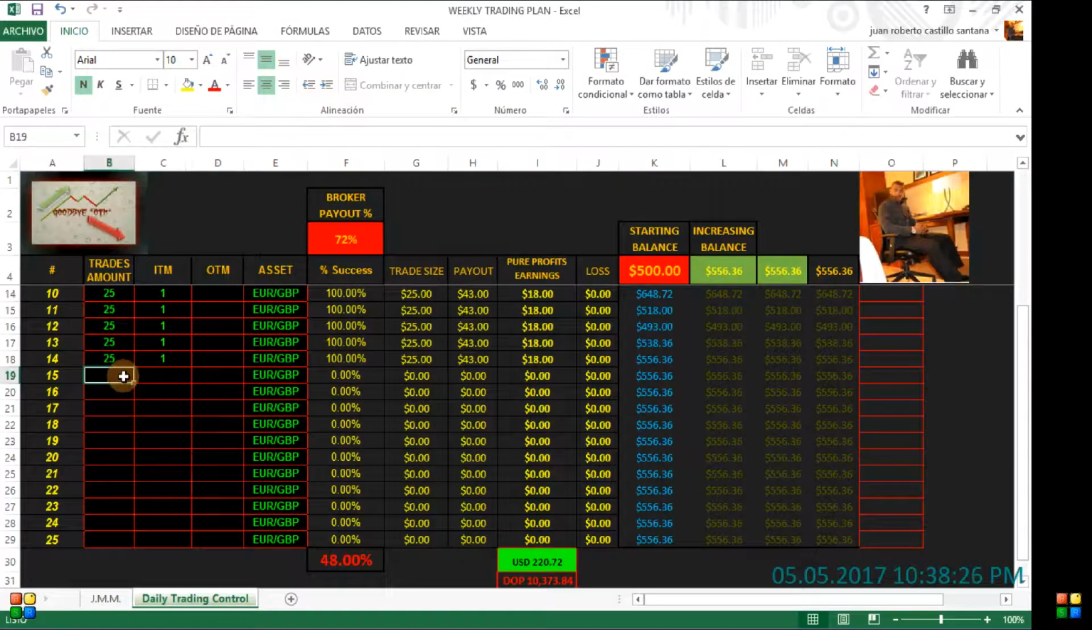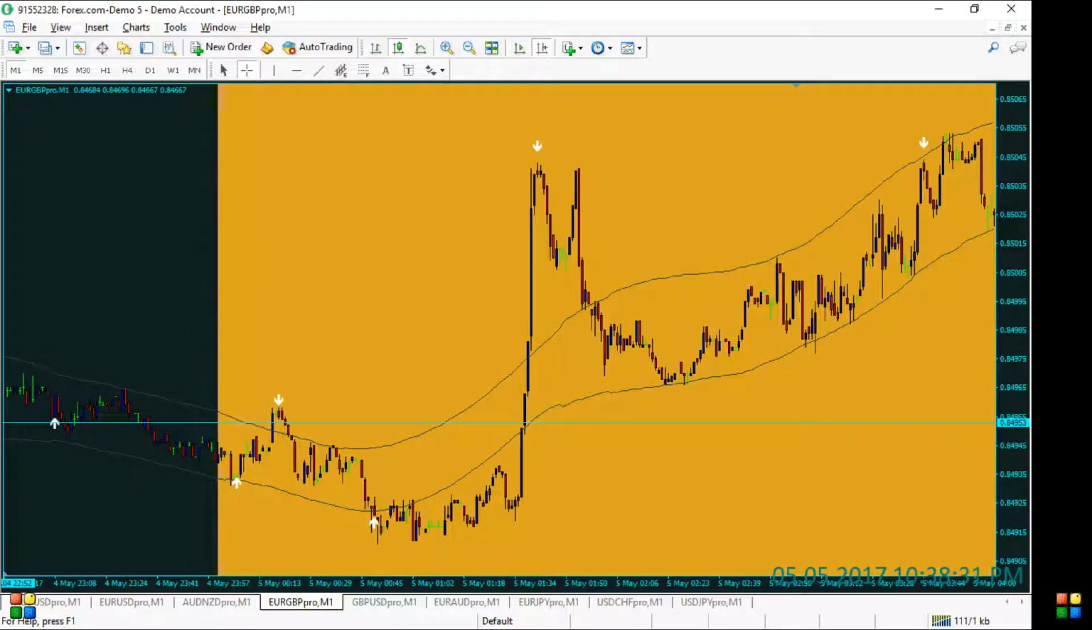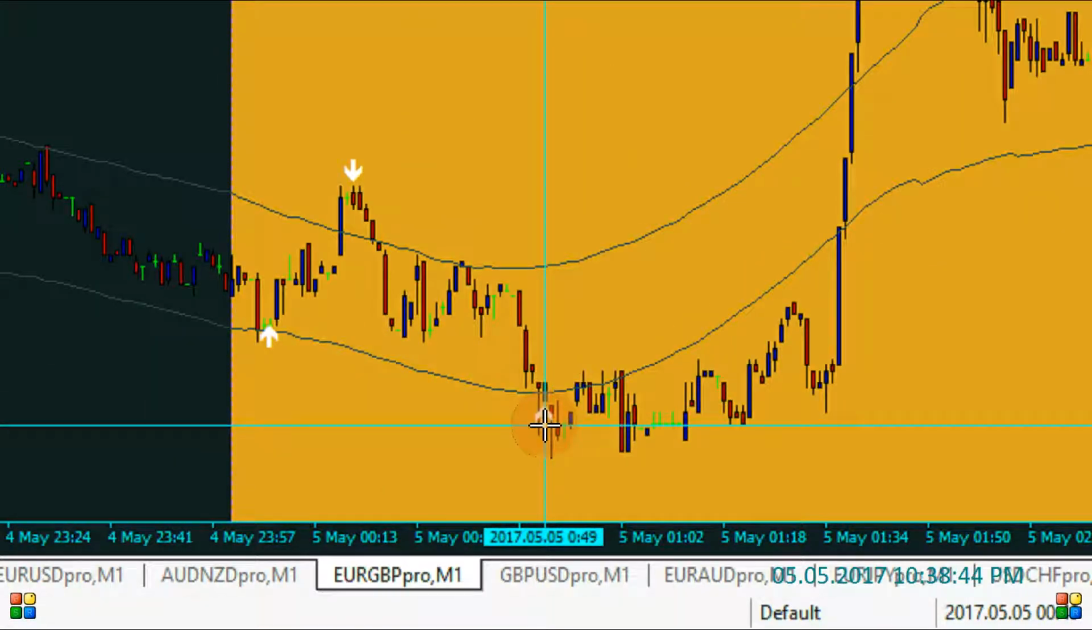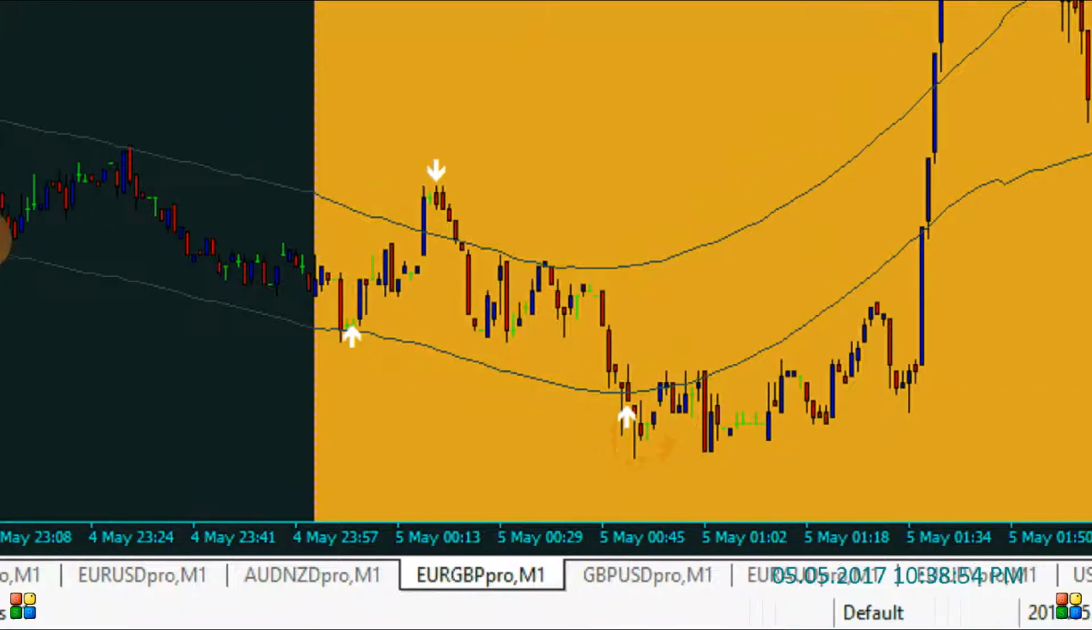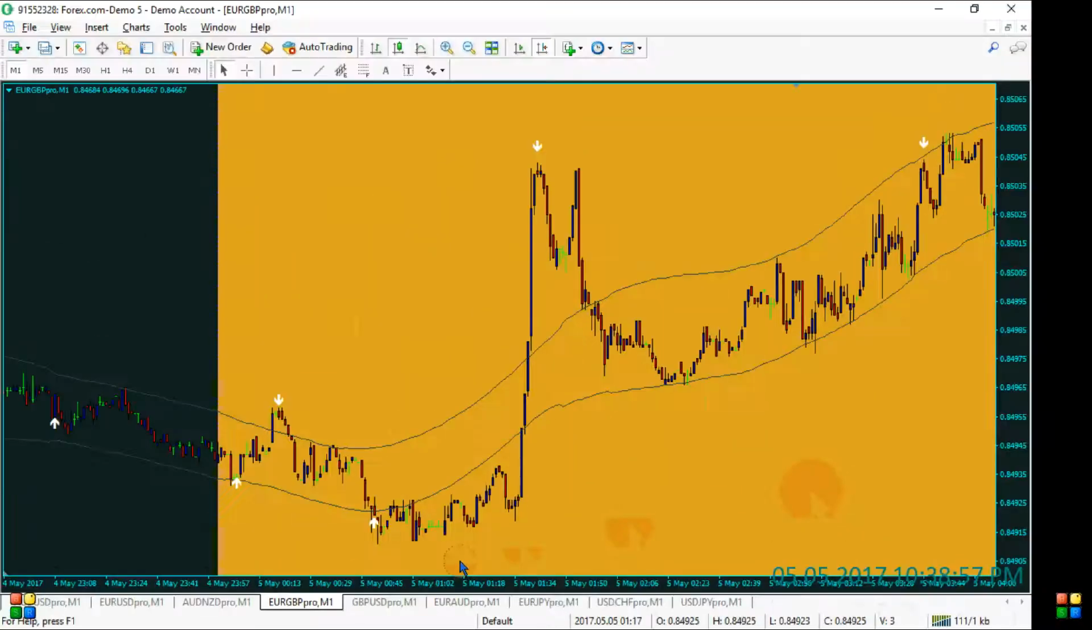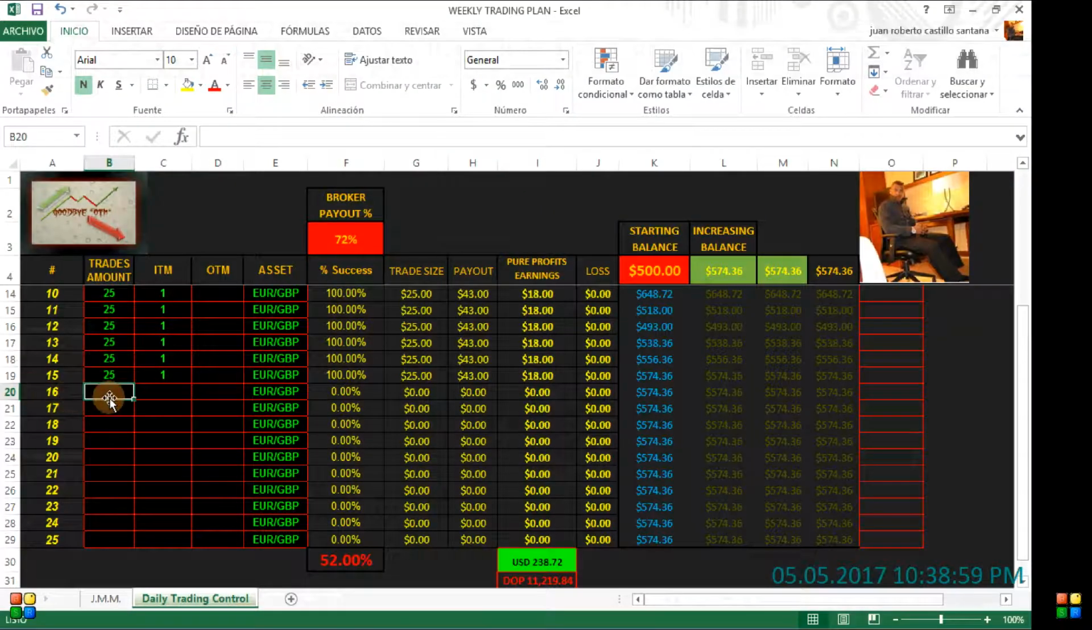So quickly, let's go here, another $25 investment, ITM. Right here, this is a valid signal. It's kind of valid because this candlestick is in the middle of the channel, so I would have taken it, yes, because it looks good, but it would have been a loss. Yes, this is an OTM. So it would have been a $25 loss.